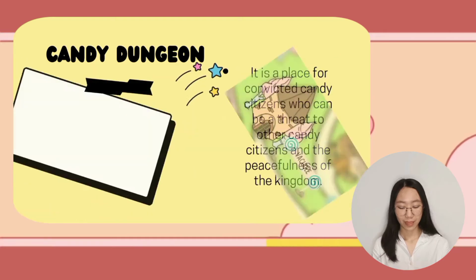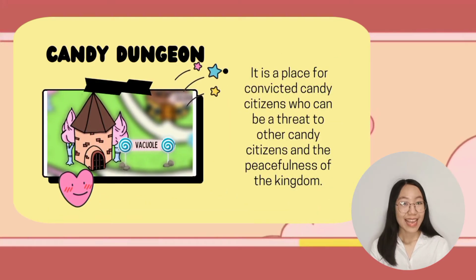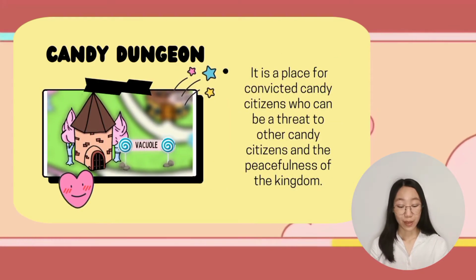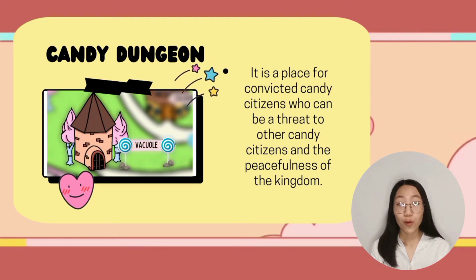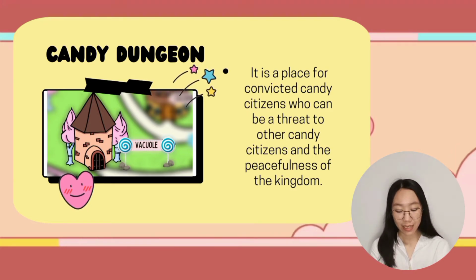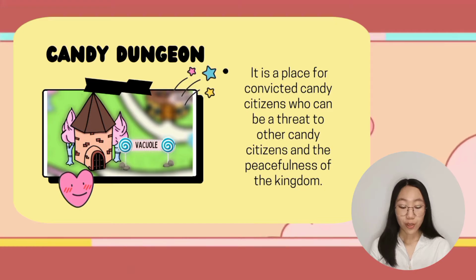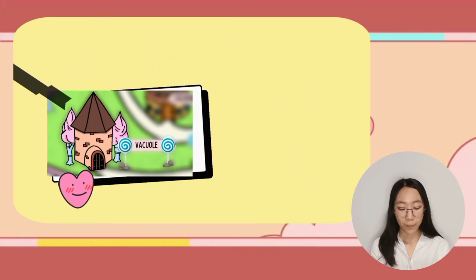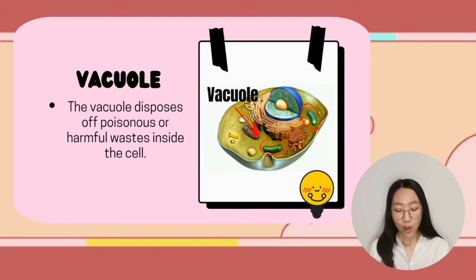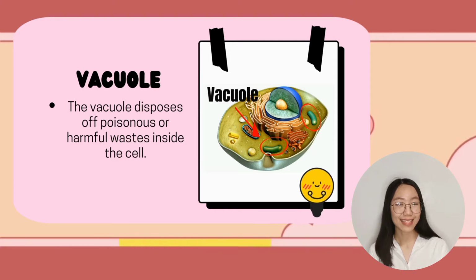Next, the candy dungeon is like the vacuole because it is a place for convicted candy citizens who can be a threat to other candy citizens and for the peace of the kingdom, which is similar to the vacuole. It disposes of poisonous or harmful waste inside the cell.